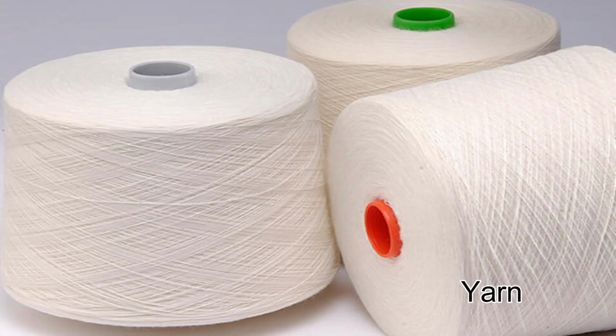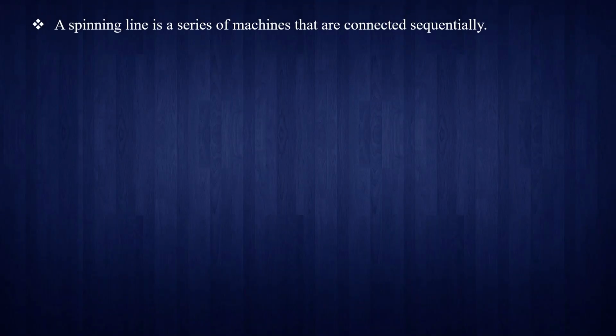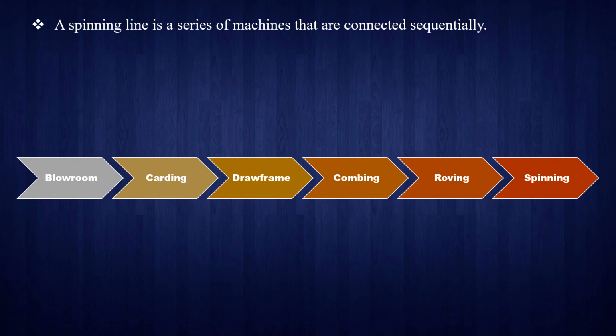In a spinning line, the main objective is to produce a yarn. To produce a yarn, a sequence or series of machines are connected to each other, starting from blow room, carding, draw frame, combing, which is an optional process, then roving. The last is spinning, in which finally yarn is formed.